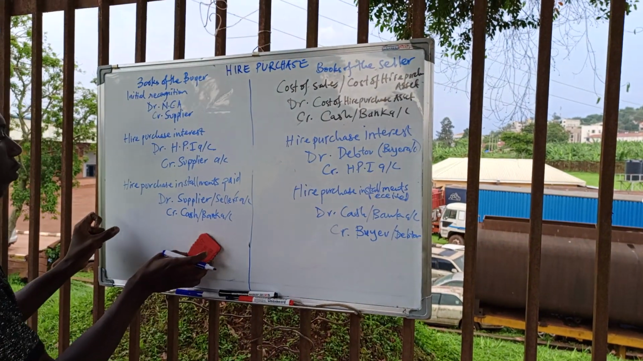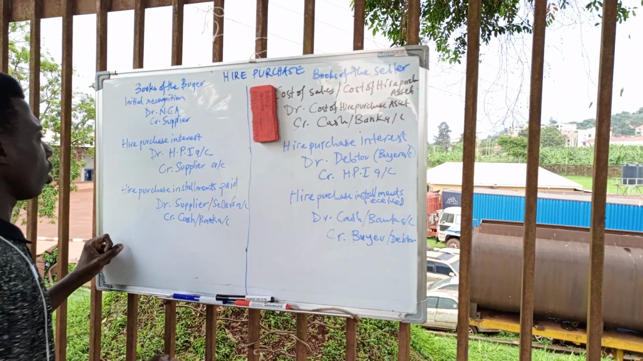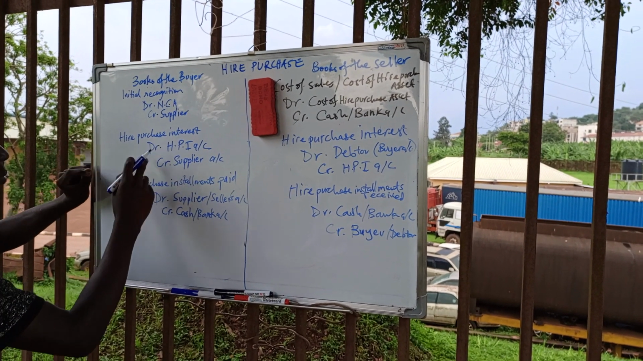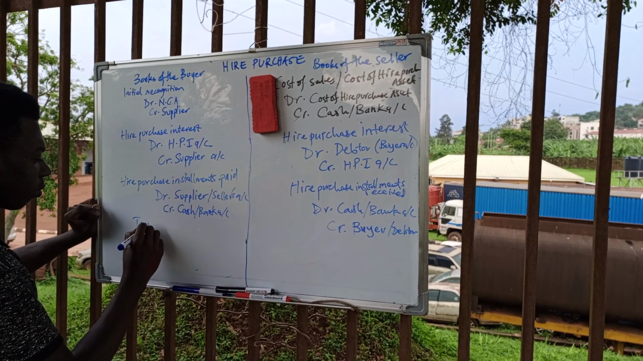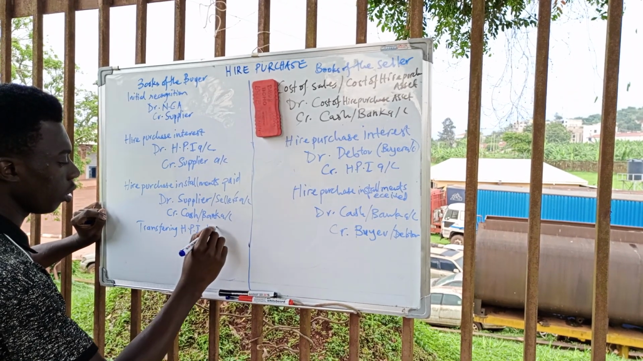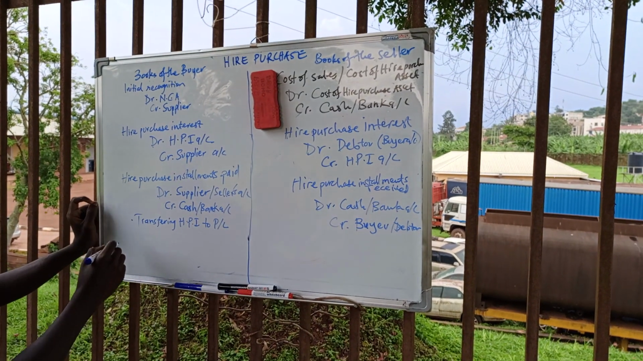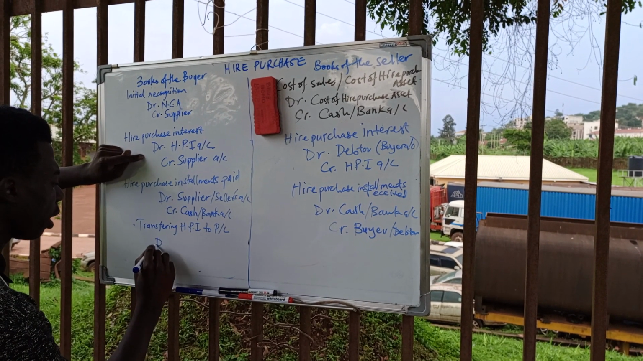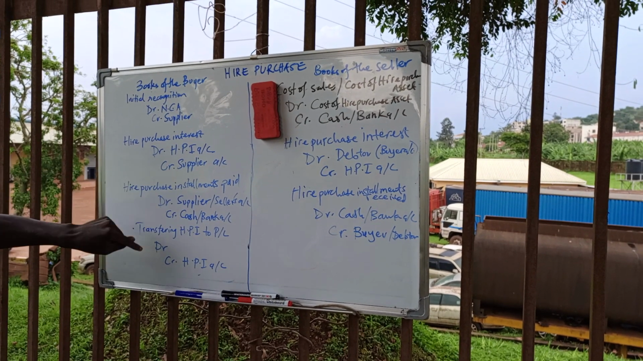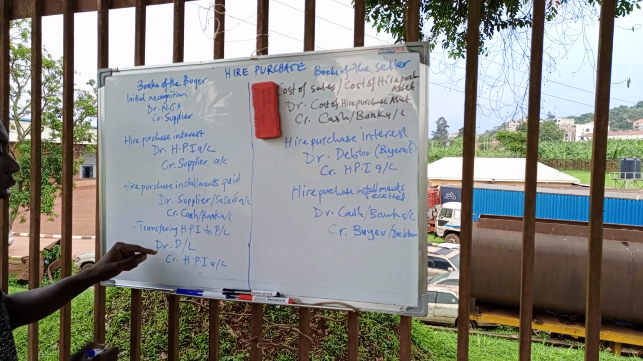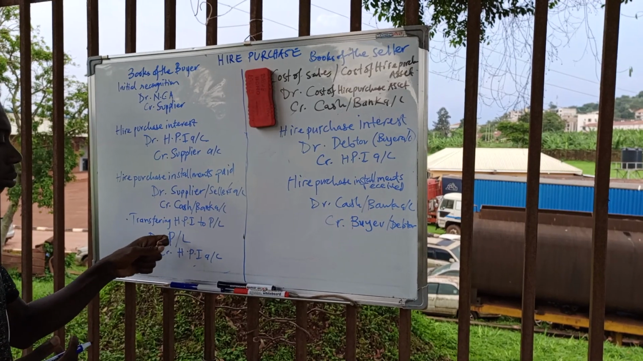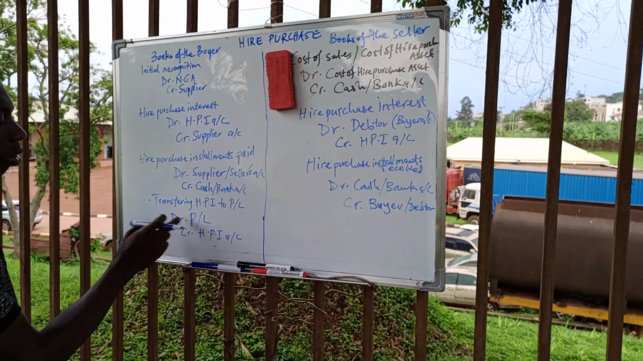Then we can have transferring the higher purchase interest to profit and loss. In the books of the buyer, we opened up higher purchase interest by debiting it, so we have to close it off by crediting it. Credit the higher purchase interest account, then debit the profit and loss. When you debit profit and loss, you are recognizing an expense. This higher purchase interest must be an expense in the books of the buyer.